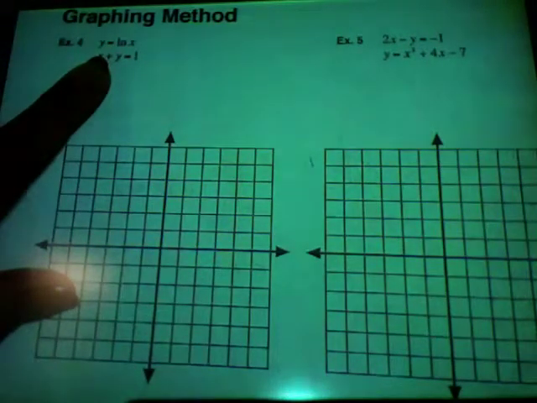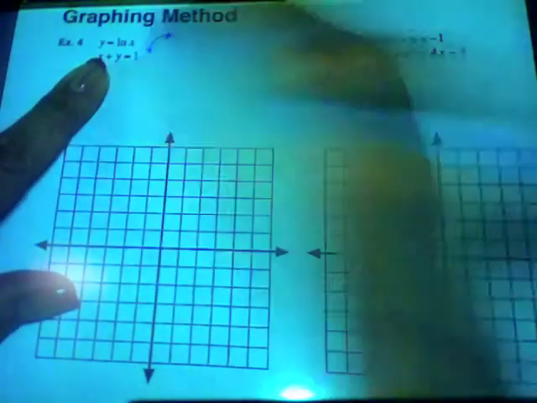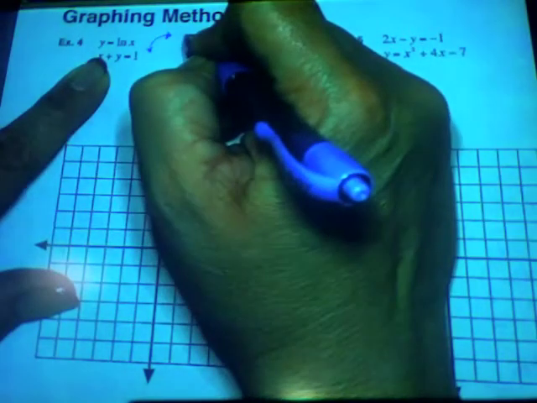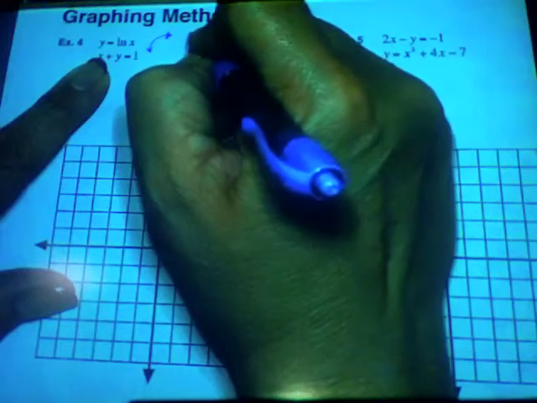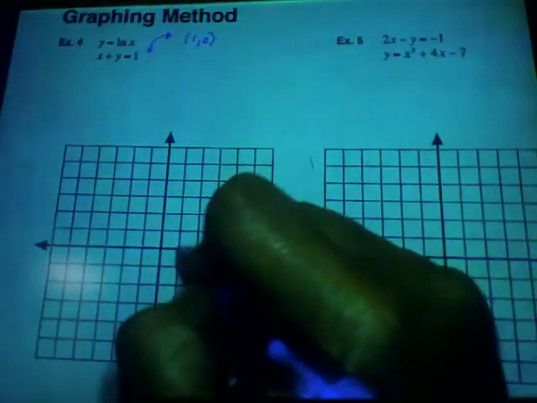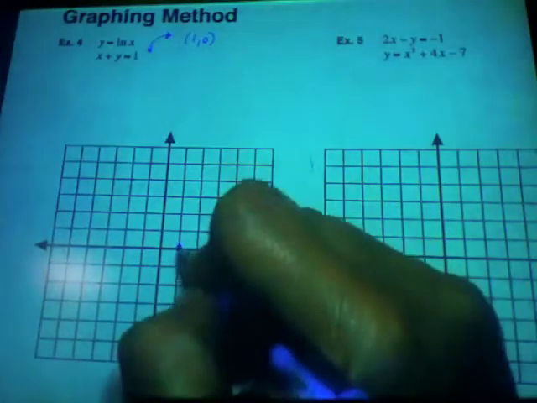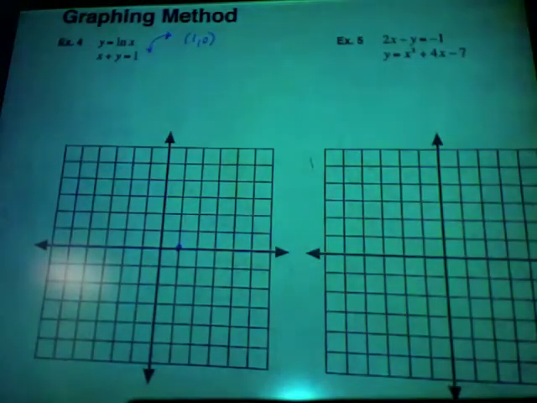Way, way long ago. Remember this one? Doesn't it go like this on your graph? And isn't the most important point, the only point we usually generally graph on this, 1, 0? So this one starts here at 1, 0, and it goes up this way and down this way. I'm going to hold off graphing that until I see what the other graph is, because I want to see where the two graphs intersect.